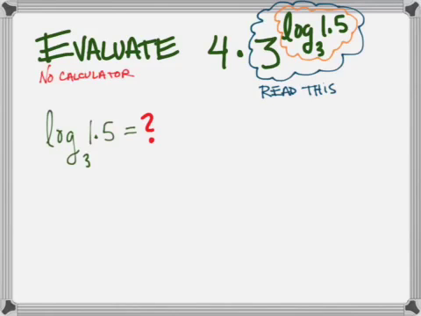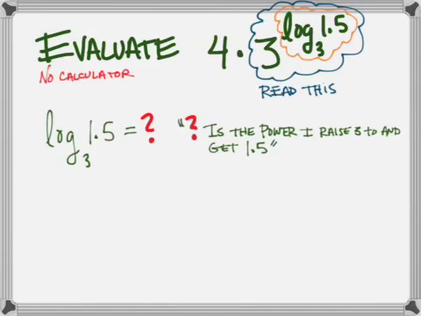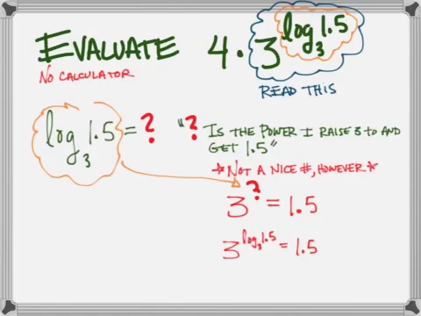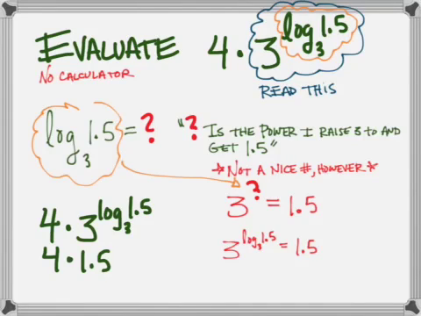Well, log base 3 of 1.5 is something, and that something is the power I raise 3 to, and then I get 1.5. Well, what we've done is we've raised 3 to that power. Now, the logarithm isn't a nice number, however, but when we raise 3 to that power, I know I get 1.5. So if I just substitute in the question mark for log base 3 of 1.5, we get that there, which equals 1.5. And the last step is to multiply it all by 4, and we get 6. So the whole expression is 6.